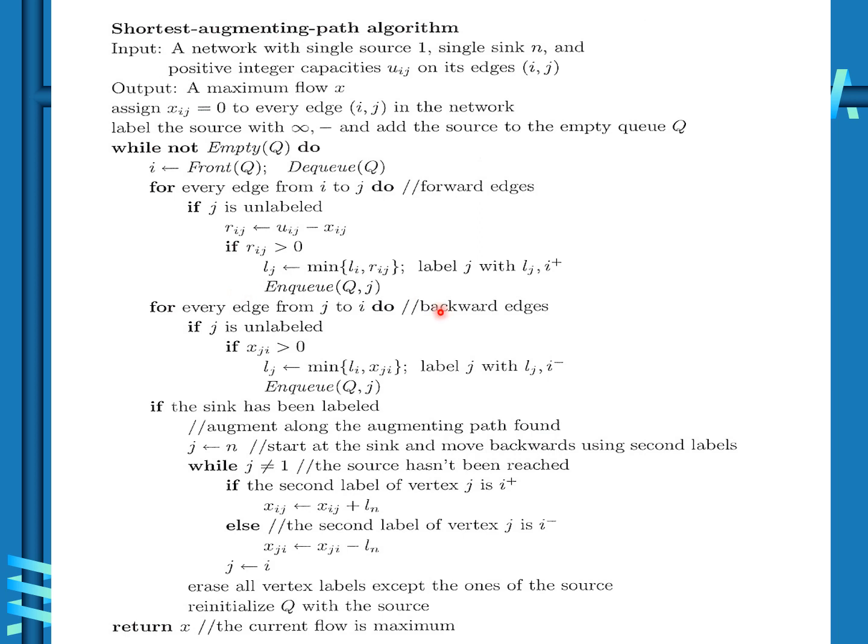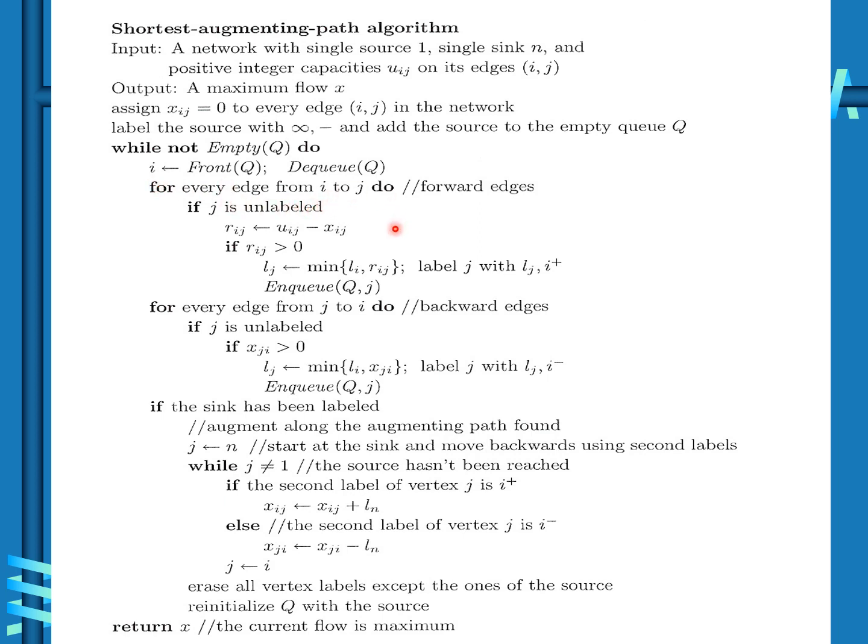So this is the pseudocode we have discussed, which is given here. Initially, first you have to assign x_ij equal to 0 to every edge. In the graph, only the capacity was given, so you have to assign the current flow on all the edges of the graph as 0. Then initially you label the source with infinity comma minus, and add the source to an empty queue. If the queue is not empty, you remove the first vertex in that queue. For every edge from i to j, where i is the vertex you removed from the queue.